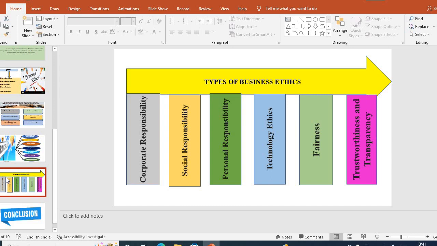The final type of ethics is trustworthiness and transparency. In business, they should maintain transparency regarding business practices and financial reports.